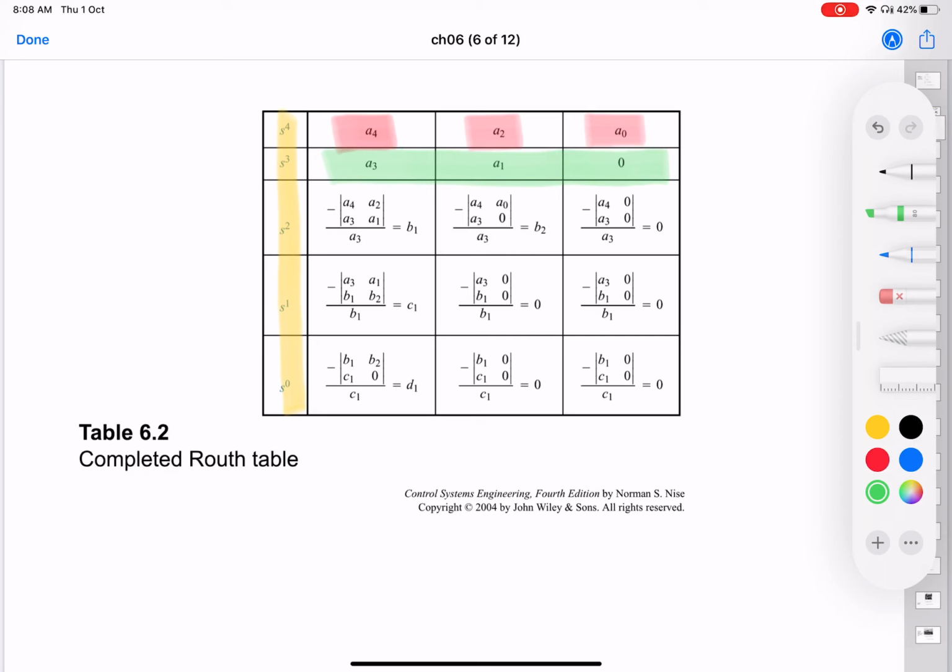And then the rest of the table we complete. The first term is obtained here by finding the determinant of the two rows above it, dividing it by this term and multiplying it with a minus sign. And for the second term here, which is this one, again we do the same thing.